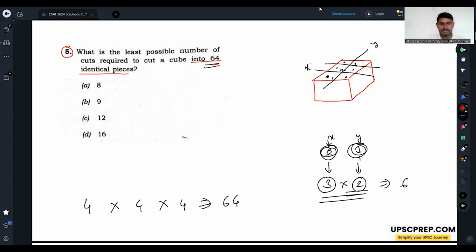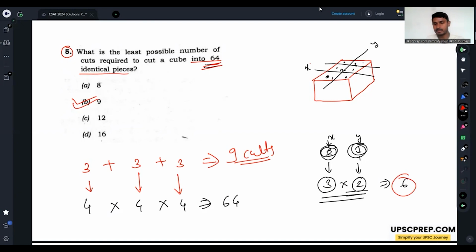So to get four pieces in one plane, I will have to make three cuts, right? To get four pieces in another plane, I will have to make three cuts, and here also three cuts. Okay, so 3 plus 3 plus 3, how many cuts have I made in total? 9 cuts, right? So the minimum number of cuts required to make 64 pieces is 9. Here for 6 pieces, how many cuts did we make? 2 plus 1, 3. So here for 64 pieces, how many cuts will there be? 9 cuts. So 9 cuts will be required, so option B will be the correct answer, right?